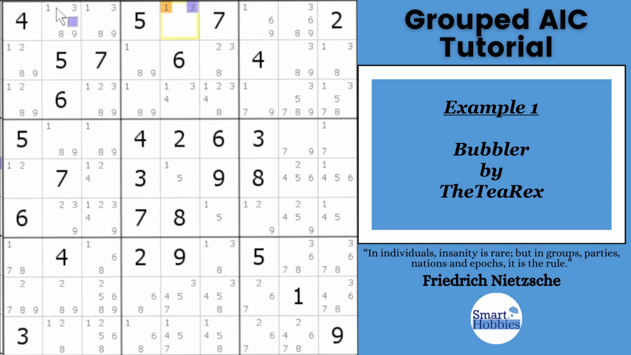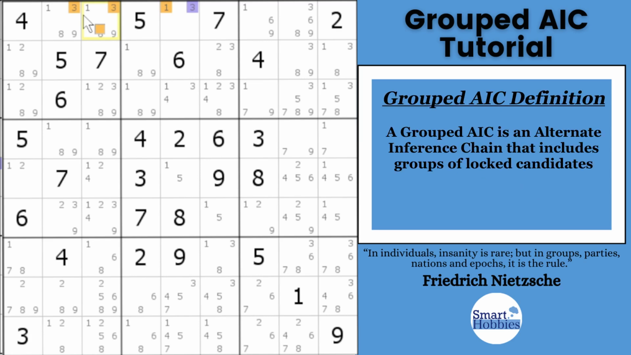So what we're doing a little different here is what I'm about to show you with this next bit. You're starting with this 1 in the orange, and you go into this 3. And now we're going to come over here, and we're going to use both these 3s as a group. A grouped alternate inference chain is an alternate inference chain that uses groups of locked candidates. What you have to imagine is that these 2 3s act as one, like you only have 1 3 right there. It works as long as you have a locked candidate, which means the 3s are in 2 houses. They're within the block and they're within the row. It doesn't matter if you have another 3 down here.